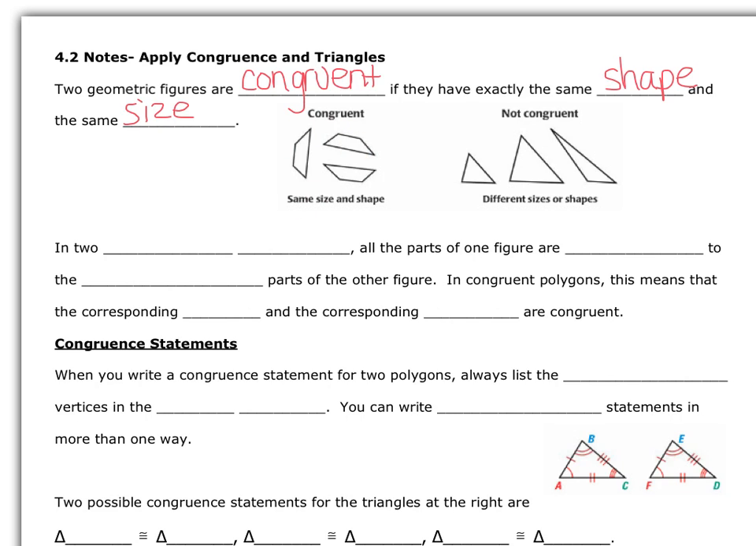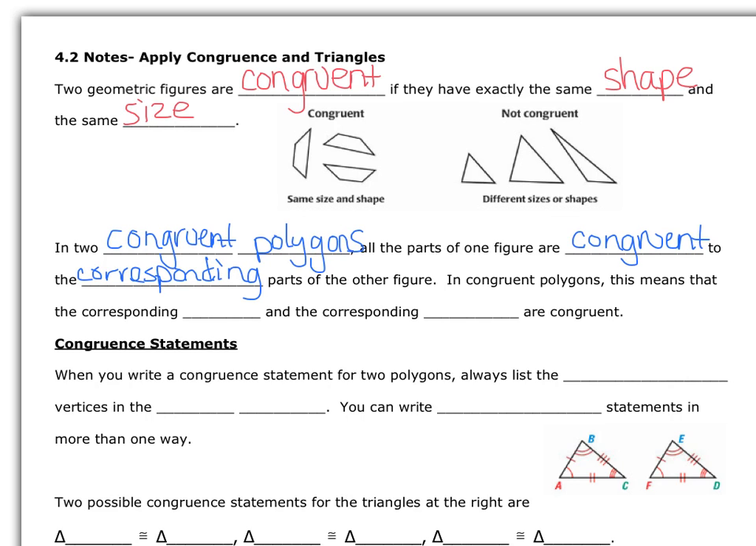So these are congruent. They're the same shape, the same size. These are not congruent because they're different sizes, different shapes. So in two congruent polygons, all the parts of one figure are congruent to the corresponding parts of the other figure.